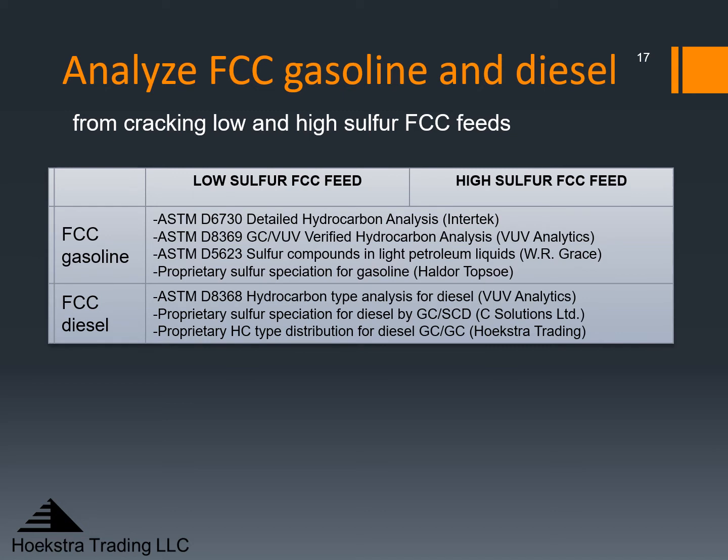On the diesel samples, we ran ASTM D8368 hydrocarbon type analysis for diesel by VUV Analytics. We ran a proprietary sulfur speciation method for diesel at C Solutions Limited in Thessaloniki, Greece, and we applied a proprietary method for measuring hydrocarbon type distributions in diesel. It is a two-dimensional GC method which I have access to. So let's look at some of this data.